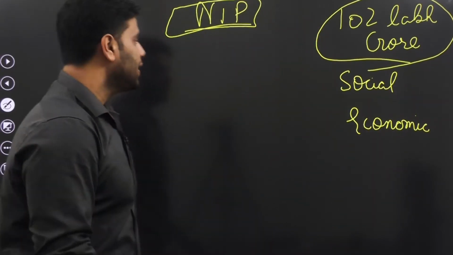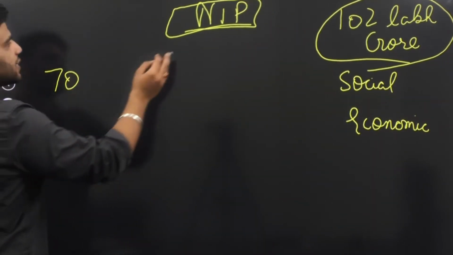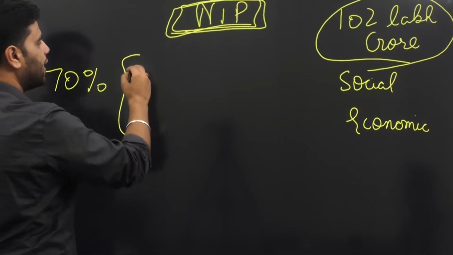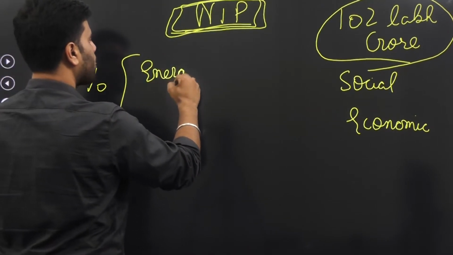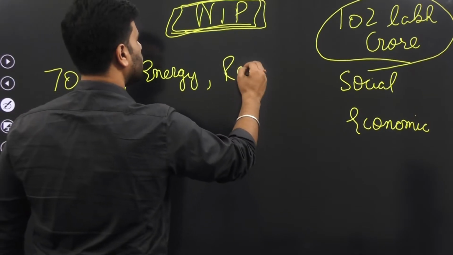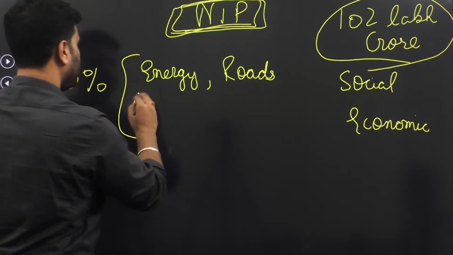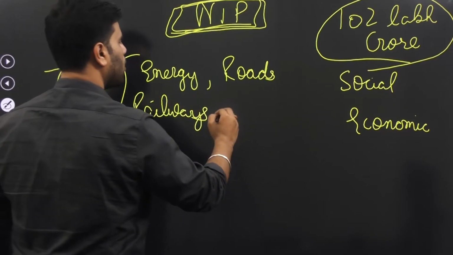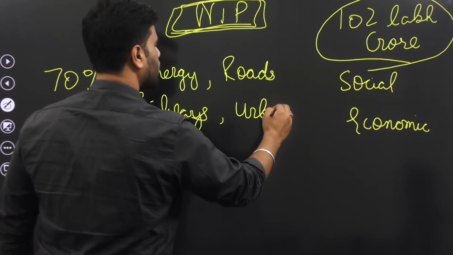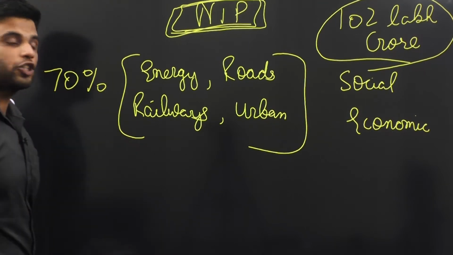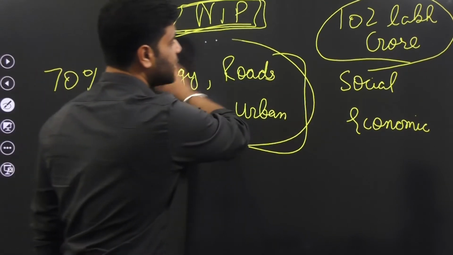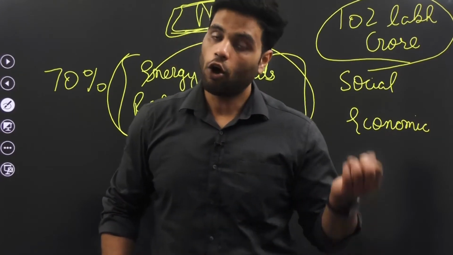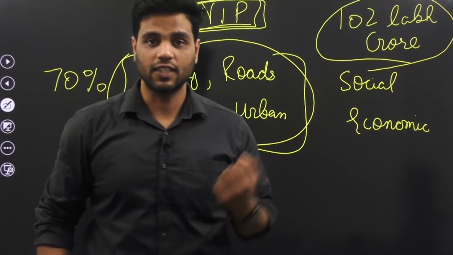Plus, they say that 70% of the projects in this national infrastructure pipeline would belong to these areas: energy, road, railways, urban. So 70% of your projects would be from these areas, and these areas are absolutely crucial if you want to enhance the productivity of the infrastructure assets that you have.